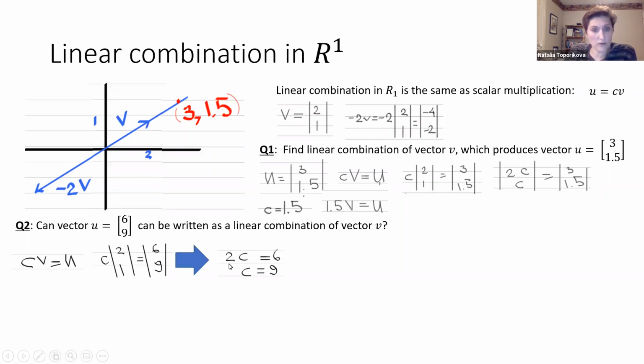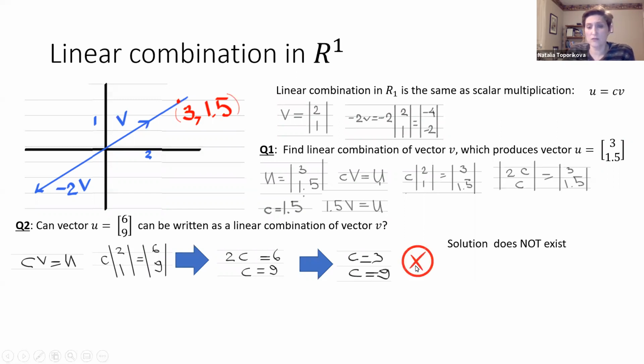Okay, we can distribute the c and do the basic matrix operation. And we have two equations which tell us two quite different things. The first tells us that c is equal to 3, and the second says c is equal to 9. So that's a problem. There is no weight c which satisfies both of these equations, which means the solution for this equation does not exist. In other words, our vector u, sorry about that, it's not a w, it should be u, cannot be expressed as a linear combination of vector v. That's probably because it does not lie on the line.